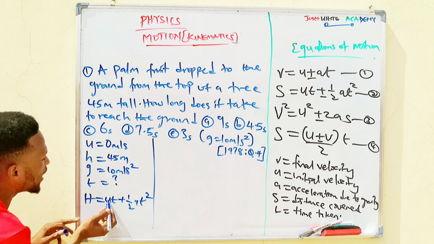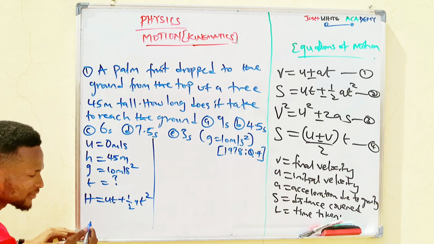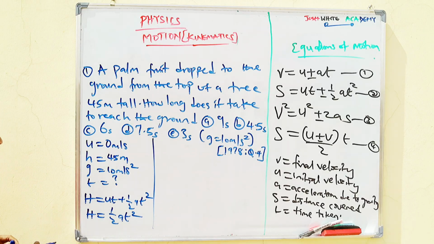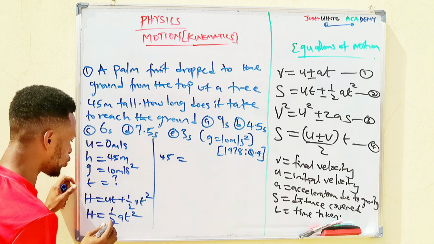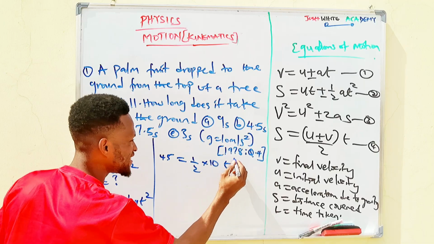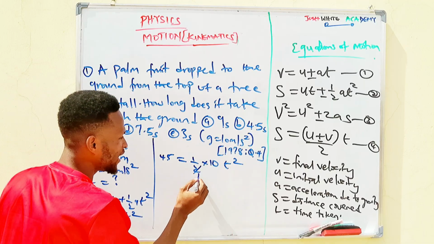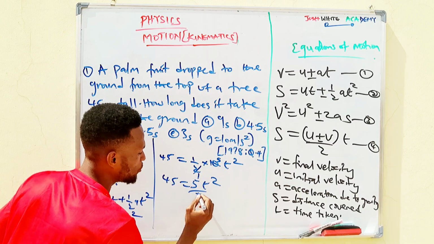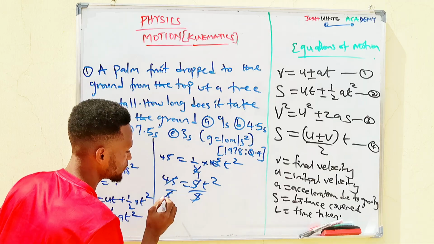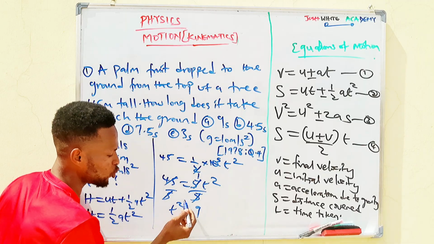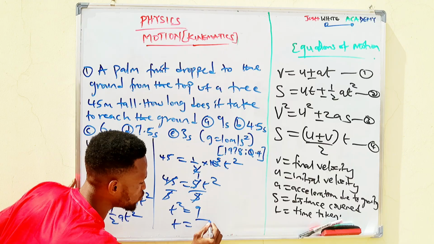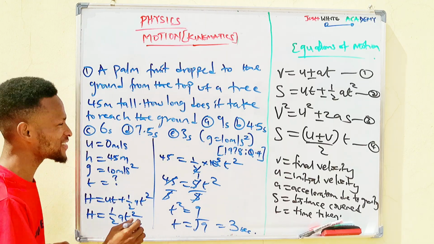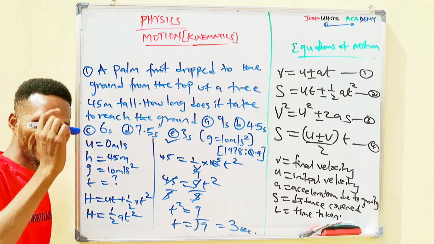So now, remember our u is 0, that means here will give us a 0. So h is equals to 1 over 2 at squared. So our h, 45, is equals to 1 over 2 times 10 t squared. 2 here 1, 2 here 5. That's 45 is equals to 5t squared. Divide both sides by 5. So our t squared is equals to 9. Square root both sides. So our t is equals to square root of 9, which is equals to 3 seconds. So our answer is what? E. To the next question.